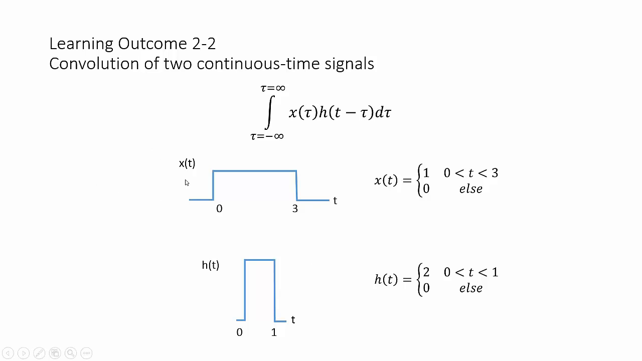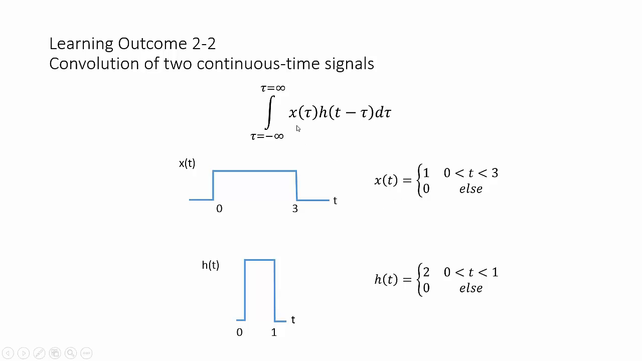In this example, we consider our x of t, which is time limited between time 0 and time 3. It has an amplitude of 1. Our h of t is time limited between time 0 and time 1 with an amplitude of 2. We have equations that define them and pictures that define them. You always want to draw out the picture and the equation and use both together to solve the problem.